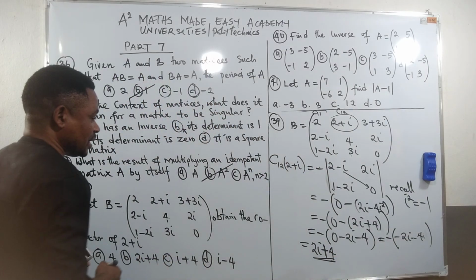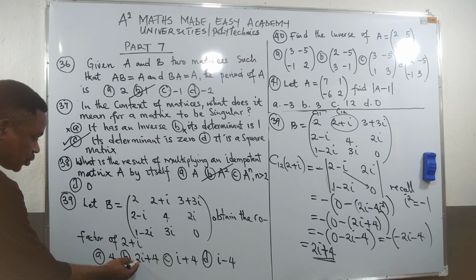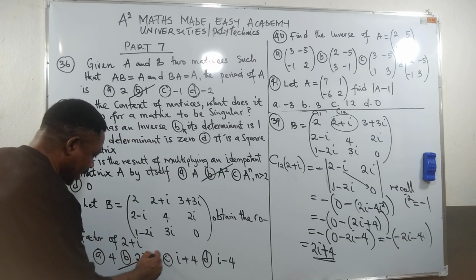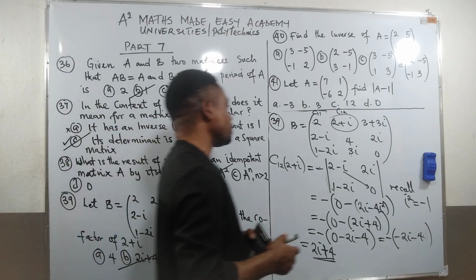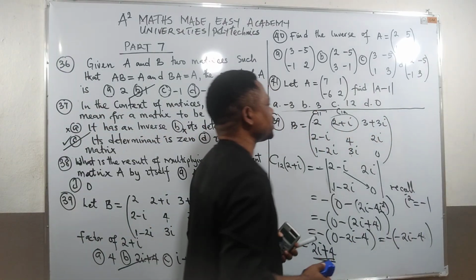Do you have anything like that in the options? Let's check around. 2i plus 4. Wow. The correct answer is option what? Option B. Am I communicating? That is how to obtain the cofactor.